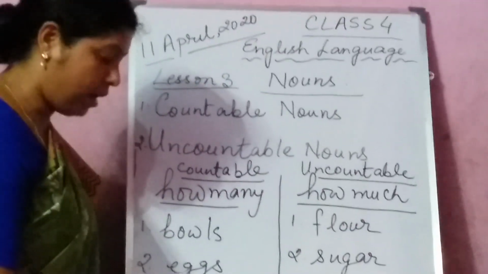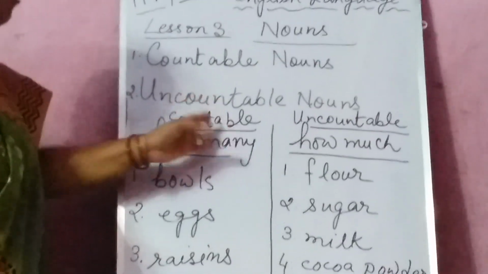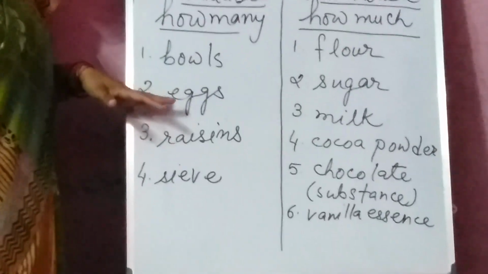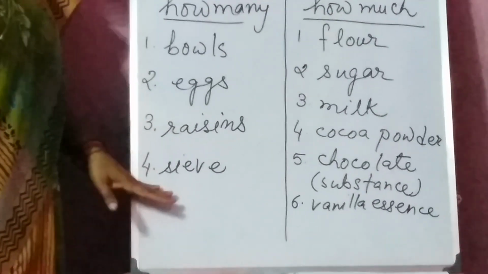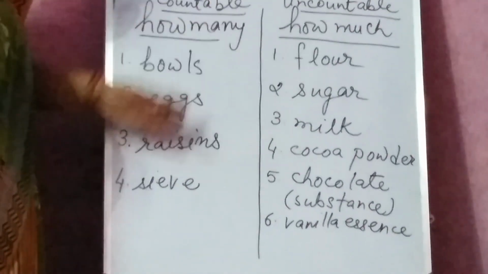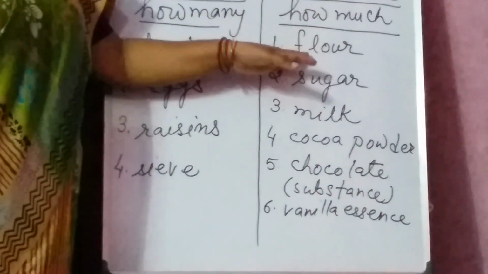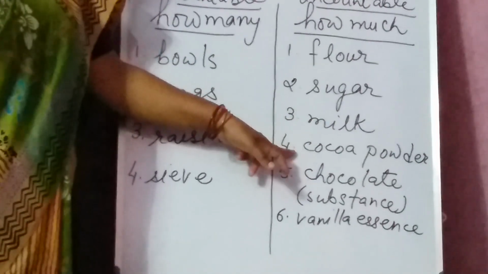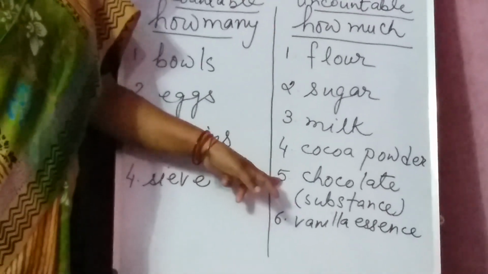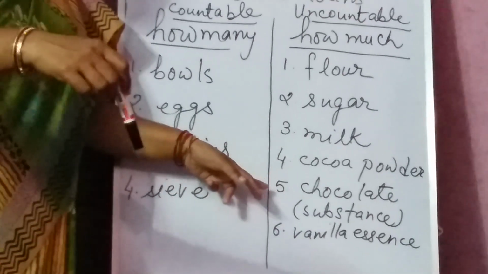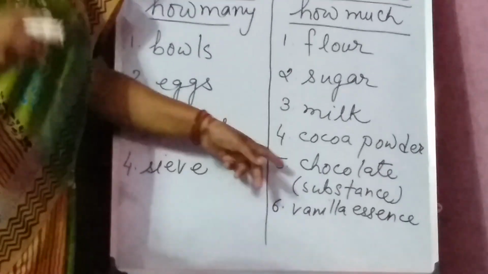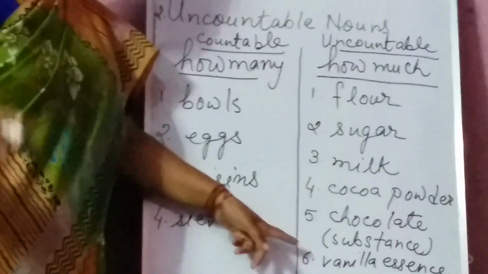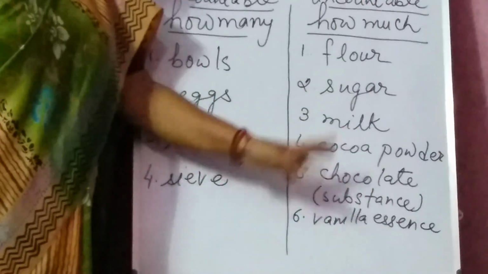Now please see, children, countable and uncountable, how many and how much. Bowls we can count, eggs we can count, raisins we can count, sieve we can count. Flour we cannot count, sugar we cannot count, milk we cannot count, cocoa powder we cannot count. Chocolate here we cannot count, because you are using it in the cake as a substance. And the sixth is vanilla essence, you cannot count.